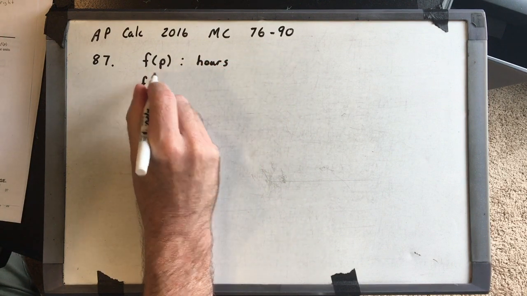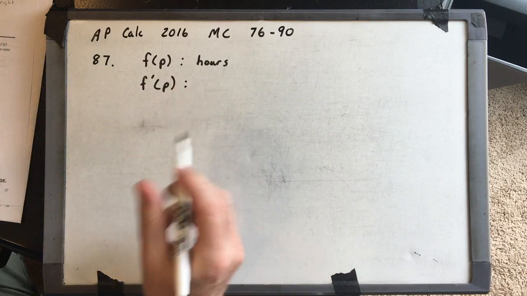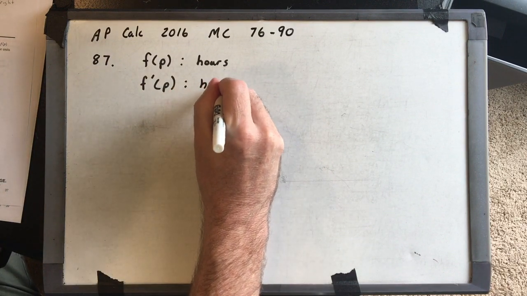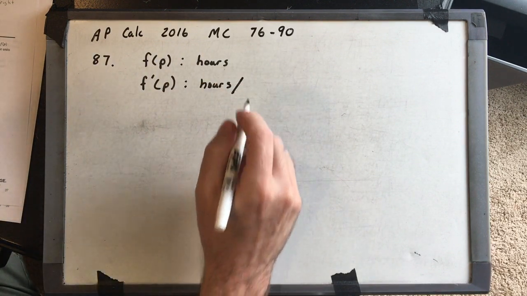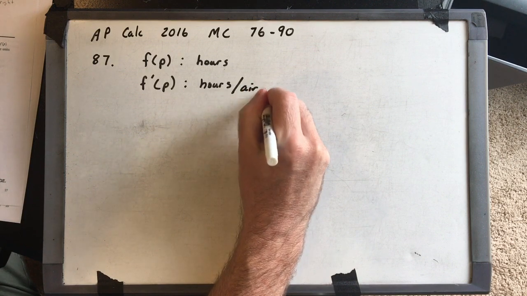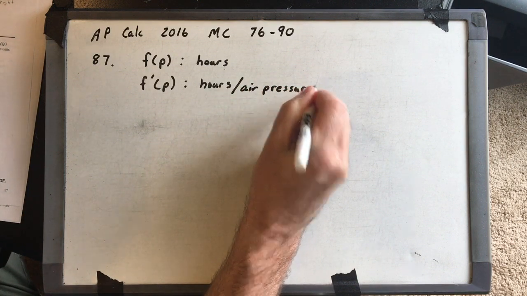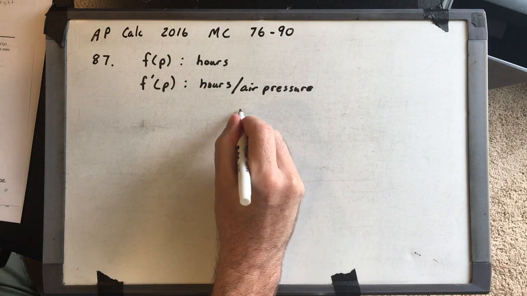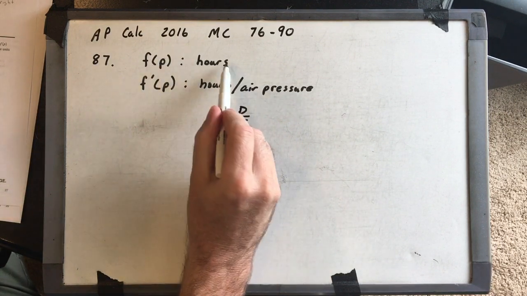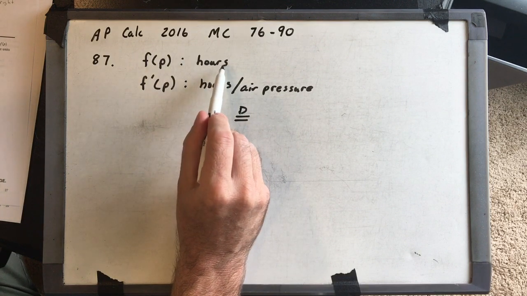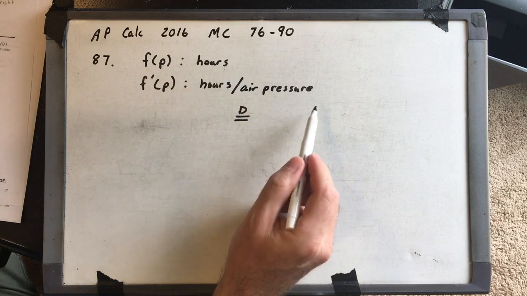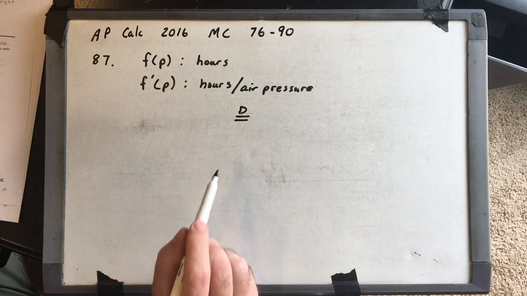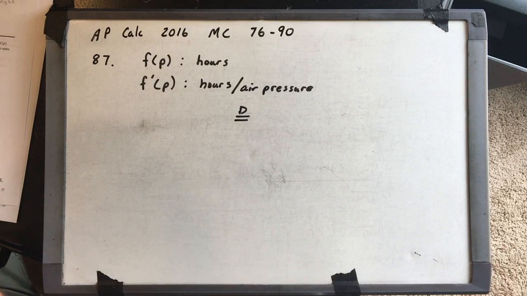So what would F prime of P be? It's going to be hours per something, right? It's a rate of change, so hours per something. In this case, it's air pressure, or PSI. So the answer is D. So we've got the unit of the original or father function. Take a derivative, it's going to be a rate, hours per something. That's the derivative, rate of change. So the only option that even works is D. All right, we're moving along well here.